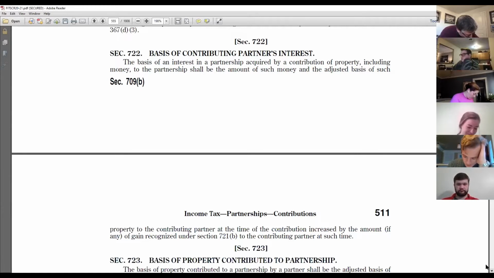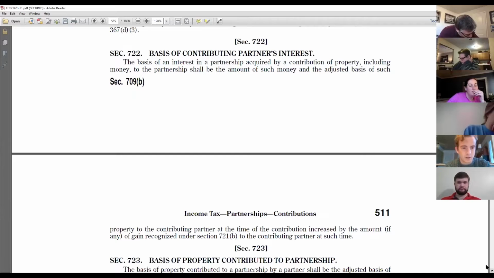Money has a basis equal to face value, and so it's not an exception. The money rule is not an exception. It's just a specific example of whatever basis you had in the stuff you contributed. That becomes your basis in the partnership interest that you hold. And that preserves the built-in gain or loss. Whatever built-in gain or loss you had in the asset that you contributed, you have the same built-in gain or loss in the partnership interest that you own. So if you were to sell the partnership interest the next day, you would recognize a gain or loss.